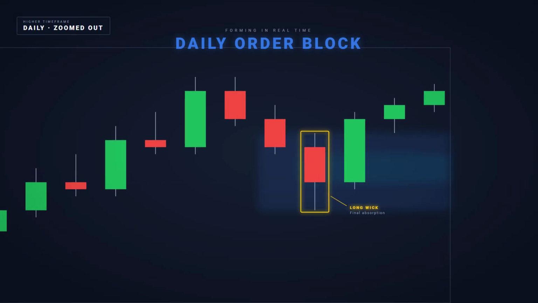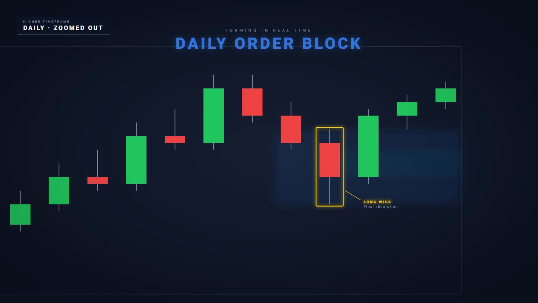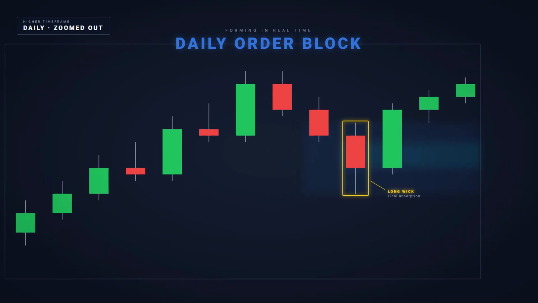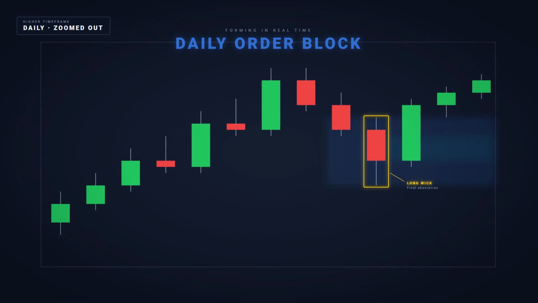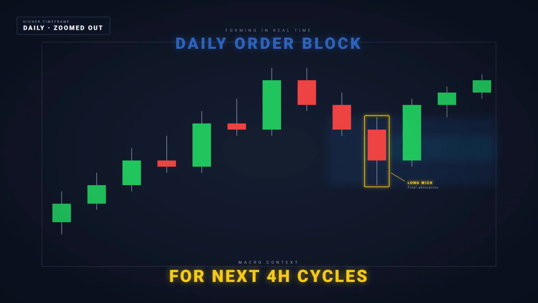The fair value gap on the daily is the gap between the low of the bullish close candle and the high of the candle immediately before the bearish day. As the daily now pulls back again, as the market creates its next corrective sequence after the most recent new high, this daily order block and FVG zone below will serve as the macro context for the next cycle of 4-hour setups. When the daily pullback eventually reaches or approaches this zone, the 4-hour will begin showing its own order block and FVG setups inside it.